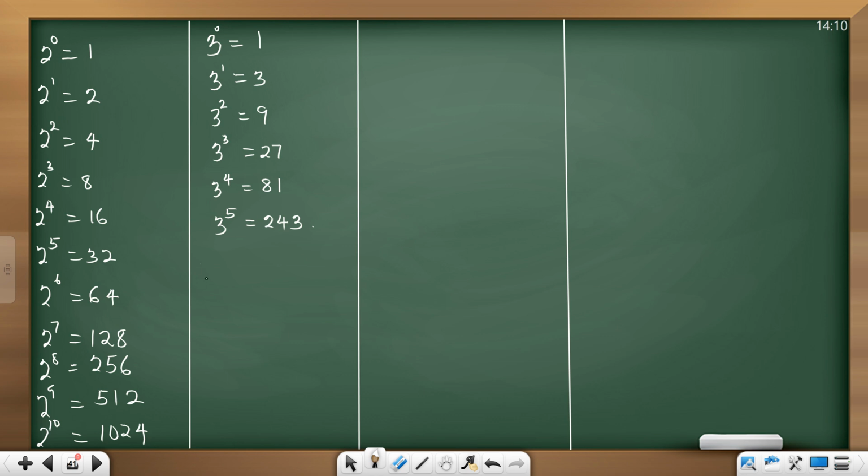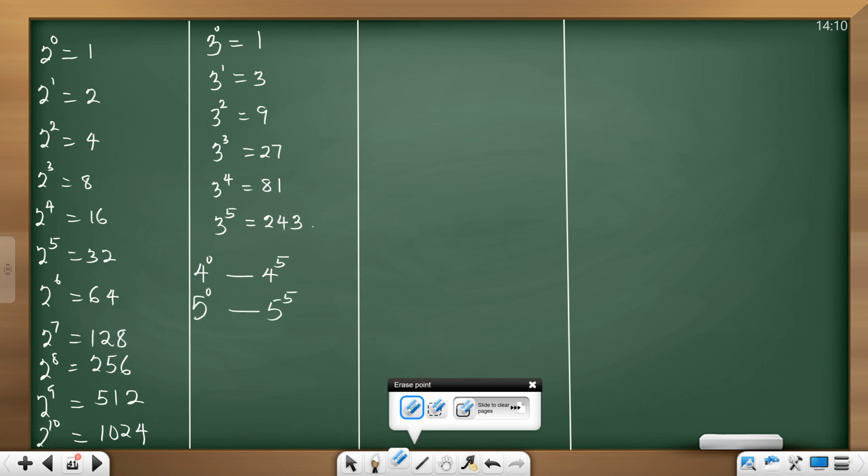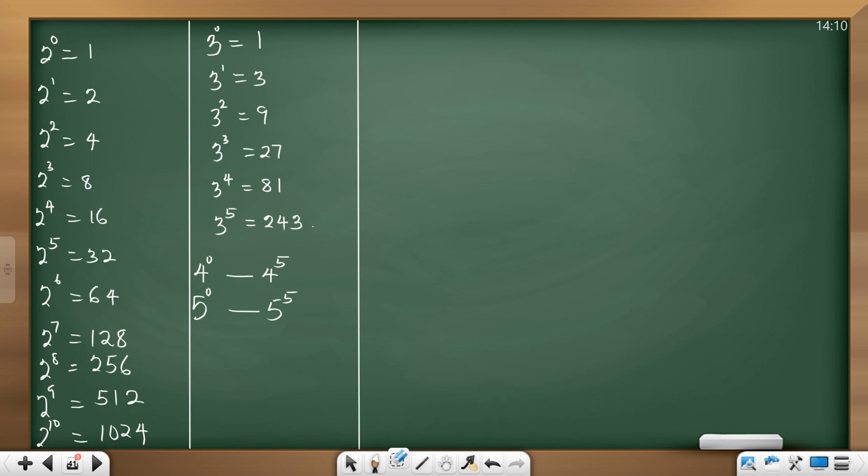Please go and learn 4 to the power 0 to 4 to the power 5. Go and learn 5 to the power 0 to 5 to the power 5. Please learn those things. Okay, now how do we bring exponents into equations? Before I do that, just remind us of the laws of exponent.